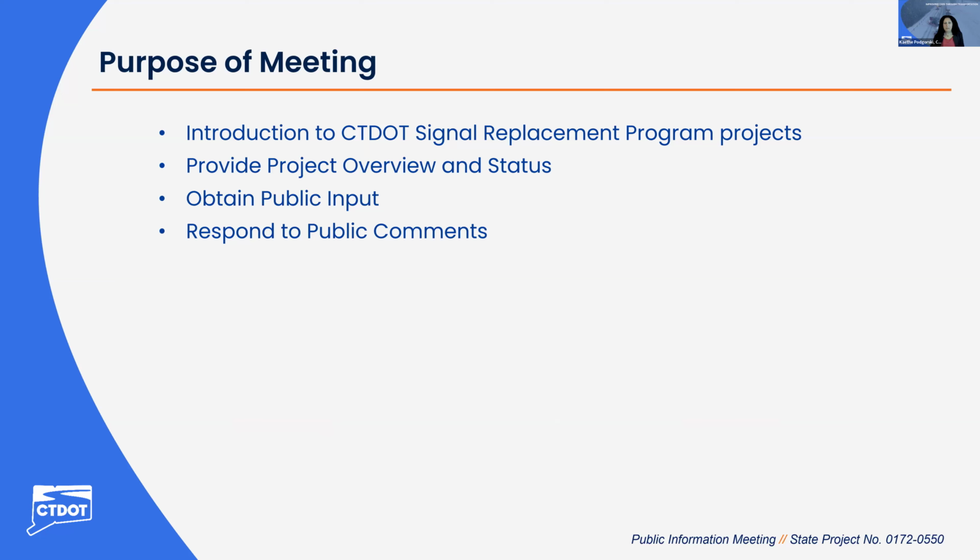The purpose of this meeting. First, I'm going to give you an introduction to an ongoing signal replacement program that we have here at the DOT. And this is one of the projects that has been spun off from this program. So I'm going to give you an overview of that. And then we'll talk specifically about this project, an overview of this project and its status. We'll obtain some public input, and then we'll respond to any comments or questions.